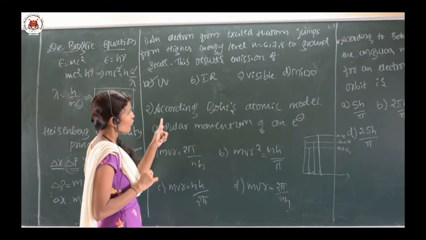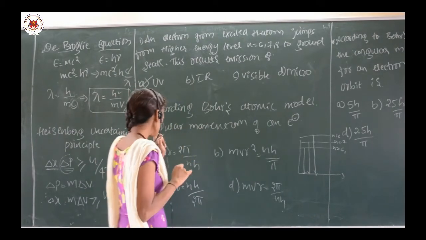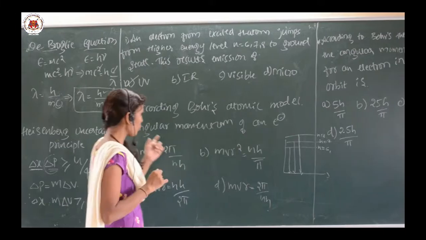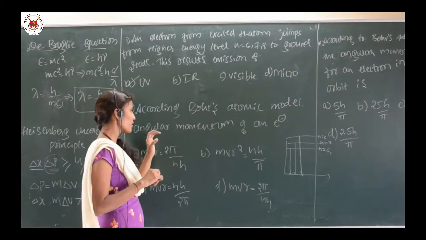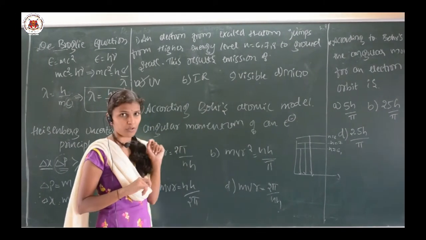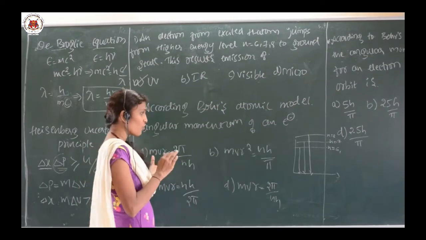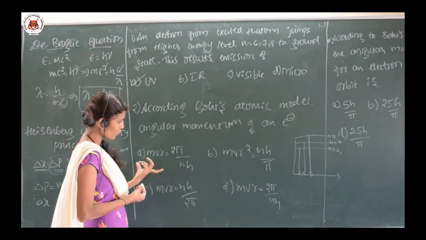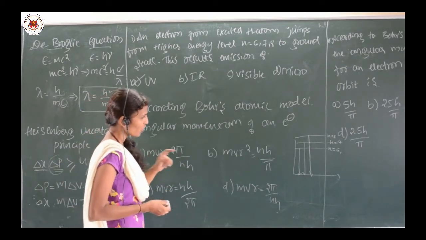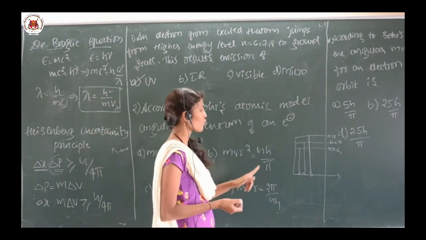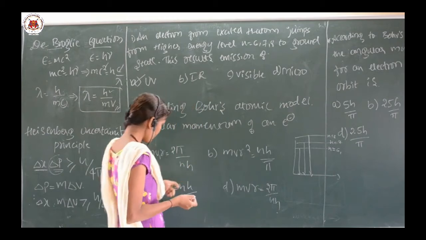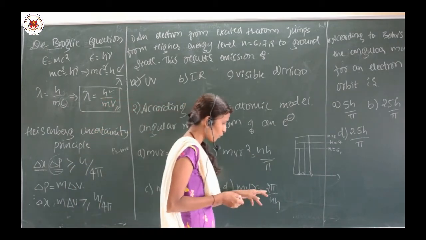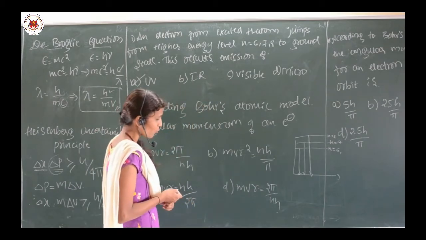Next, according to Bohr's atomic model, the angular momentum of an electron, very simple question. According to Bohr's atomic model, the angular momentum of an electron, angular momentum is the mvr. So, what are the options? mvr equals 2 pi upon nh, mvr square equals nh upon pi, and then mvr equals nh upon 2 pi, and then mvr equals 2 pi upon n into h.